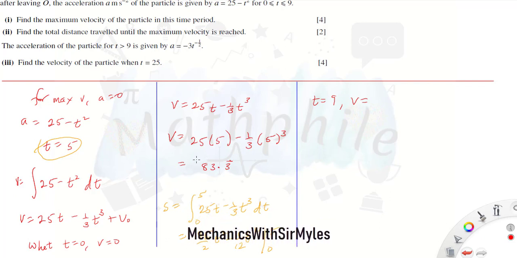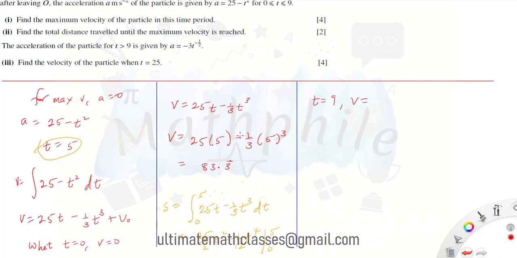So all you're doing is substituting 9 into this function. So v in this case will be 25 multiplied by 9 minus 1/3 of 9 cubed. That's going to give you a negative value, because dividing 9 cubed by 3 and taking that out of 25 times 9 gives a negative answer. Yes, it's negative 18 meters per second.